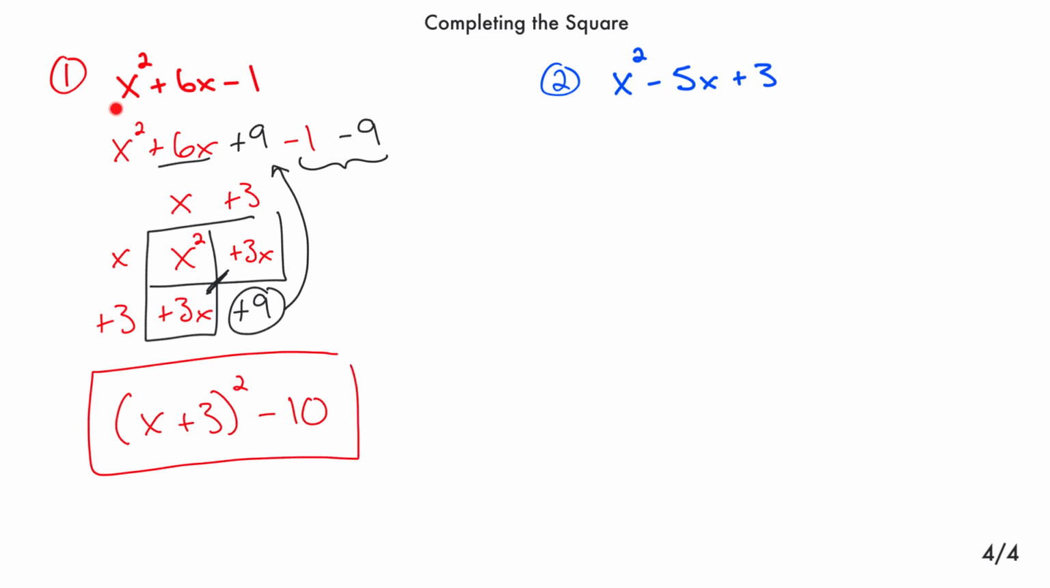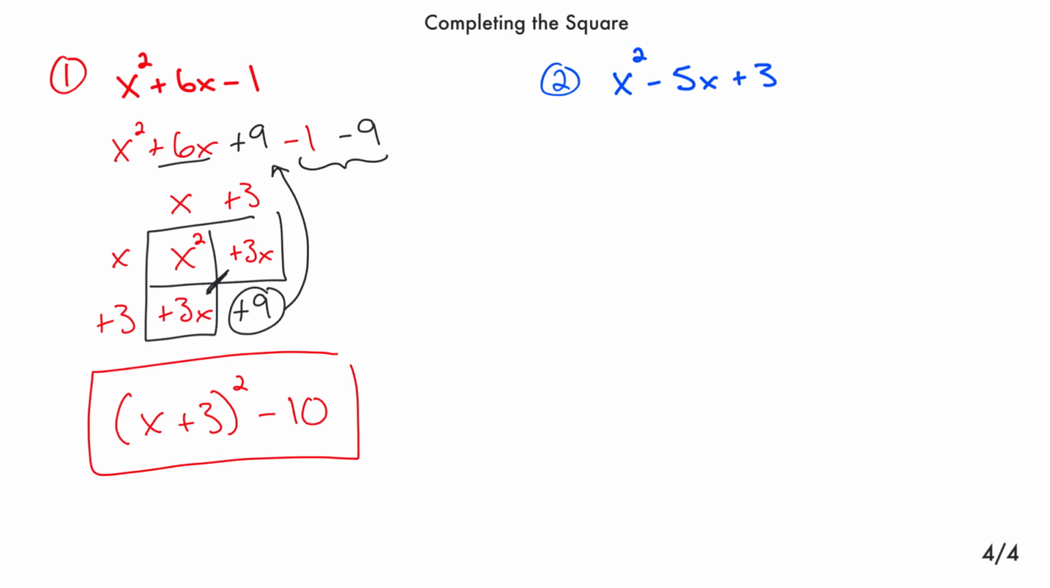I have transformed the x squared plus 6x minus 1 standard form quadratic equation into vertex form, the quantity of x plus 3 quantity squared minus 10. That's a parabola that shifted left 3 and down 10.